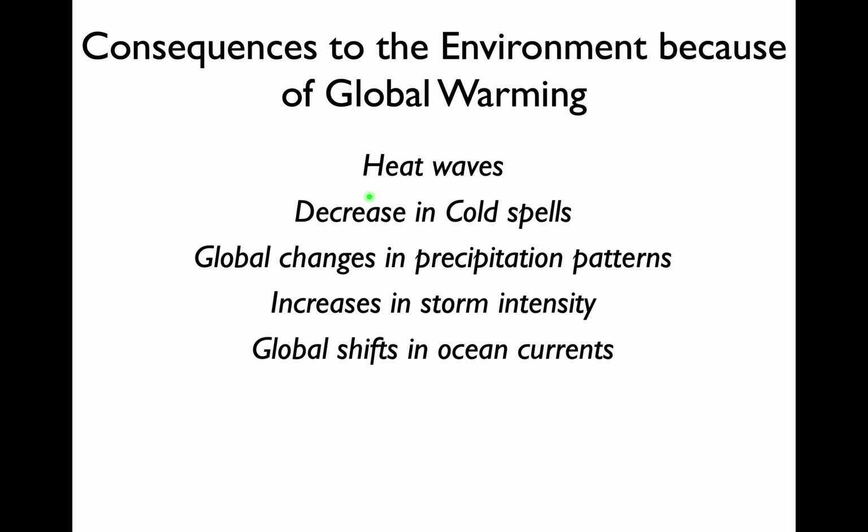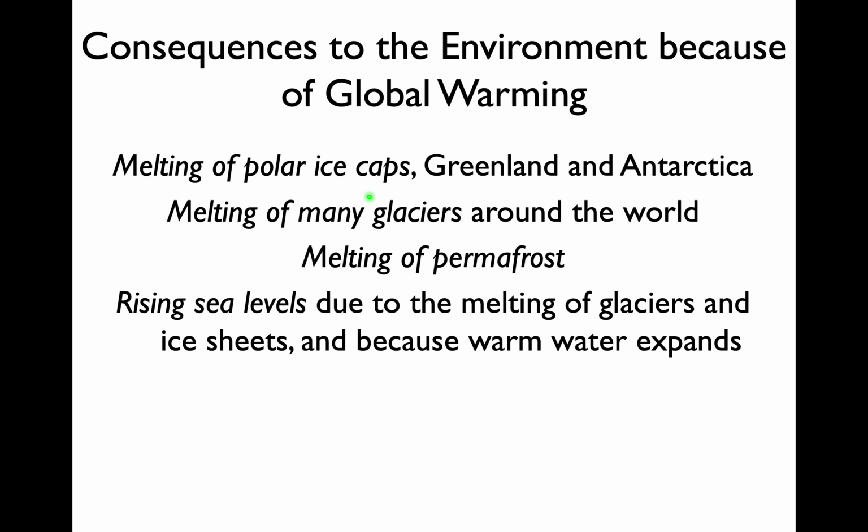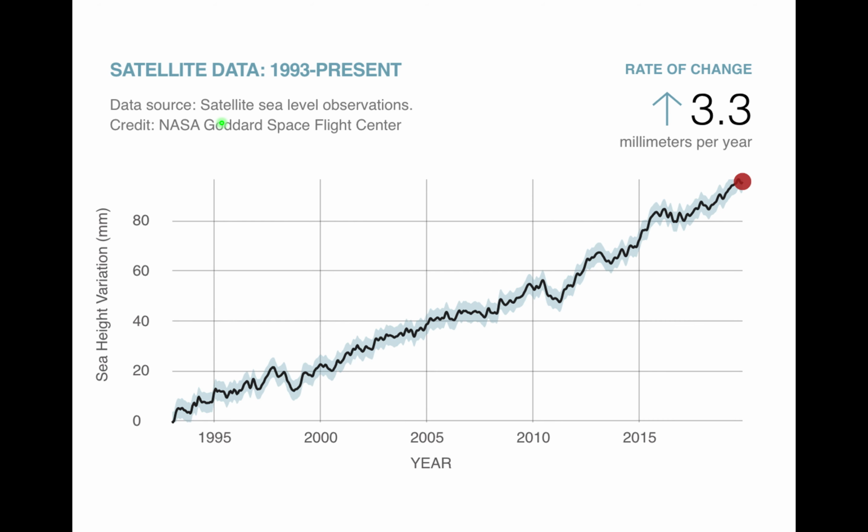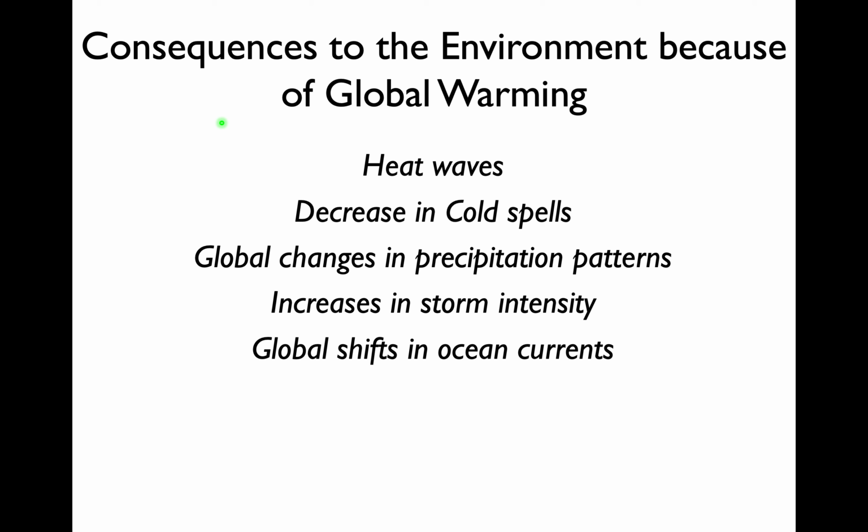So those are the consequences to the environment, right? This is what's happening in the actual environment itself. And how does that translate to, I would say, more global types of effects, and that really has to do with these global temperatures. So you're getting more heat waves, more really hot summers. You're getting fewer of these cold spells.